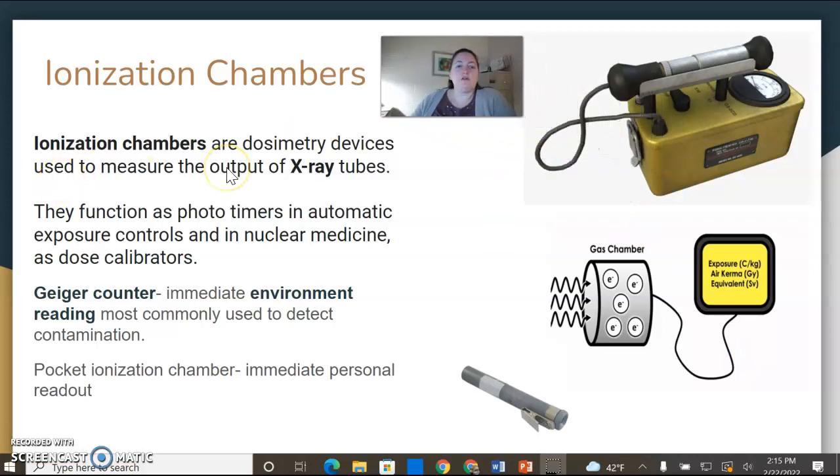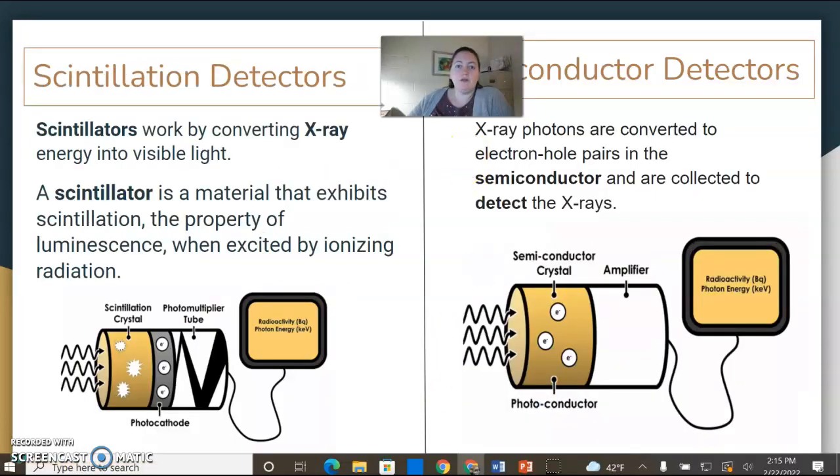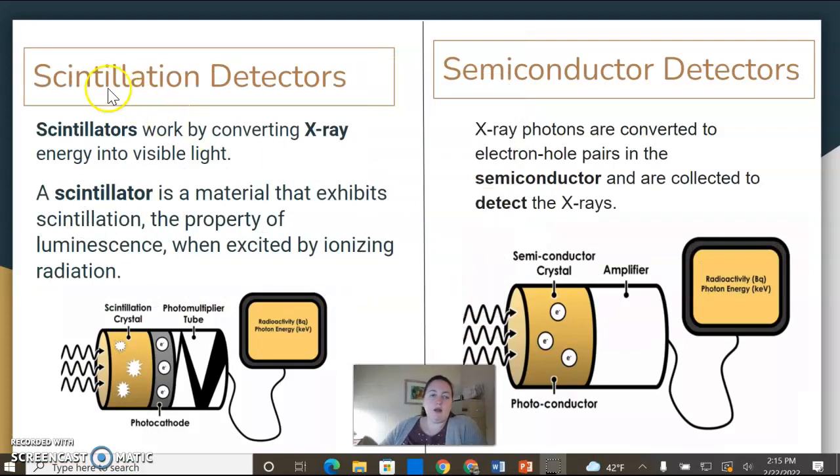Ionization chambers are dosimetry devices used to measure the output of X-ray tubes. They function as a photo timer in the automatic exposure control and in nuclear medicine as dose calibrators. The Geiger counter is an immediate environment reading. It's most commonly used to detect contamination. And then a pocket dosimeter is an immediate personal reading. Two types here, these are from RadTech Bootcamp as well.